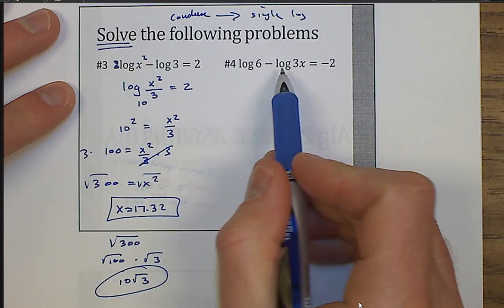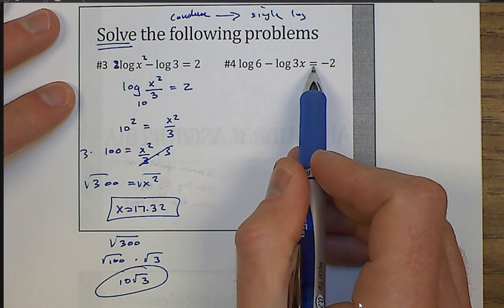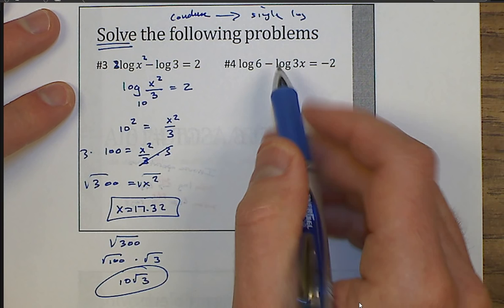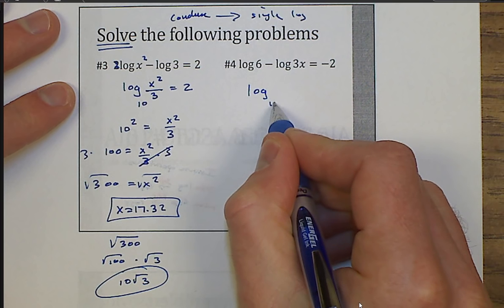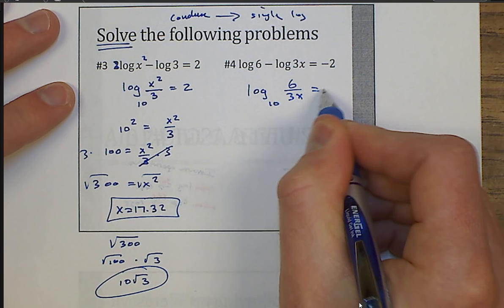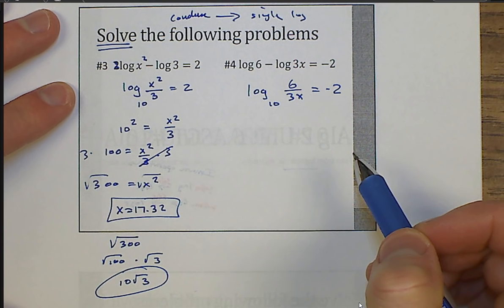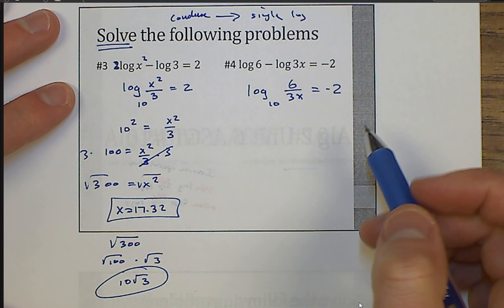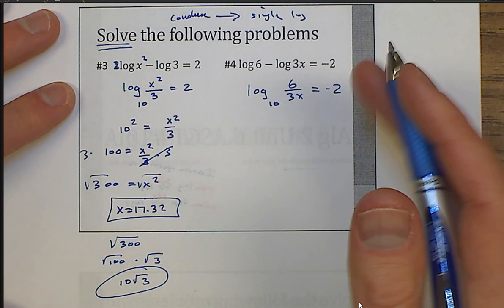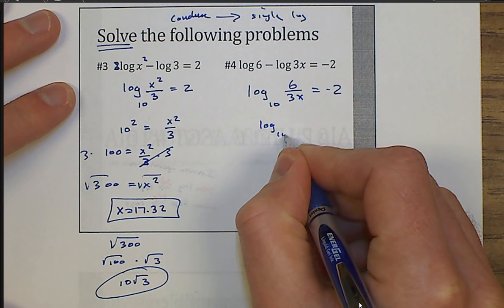Again, I have two logs in the problem with an equal sign, so I'm solving. It's an equation. I got multiple logs, so I'm going to condense. I have a minus sign, which means division, so basically I have log base 10, because it's common log, of 6 divided by 3x. Equaling negative 2. Now, I can reduce this, right? What's 6 divided by 3? 6 divided by 3 is 2. So we can do that. If you didn't want to, you don't have to, but it's okay. It's just a normal fraction there. So basically log base 10, 6 divided by 3 is 2.